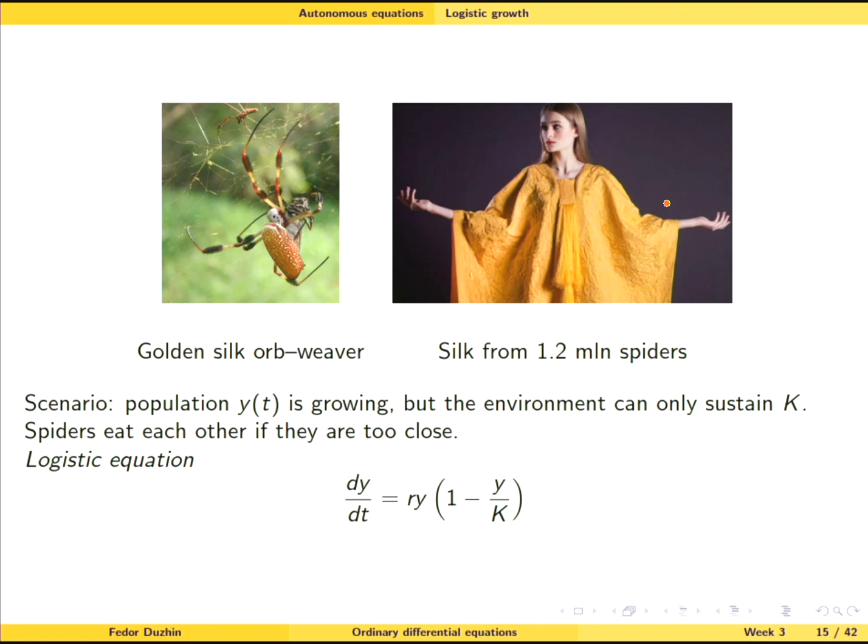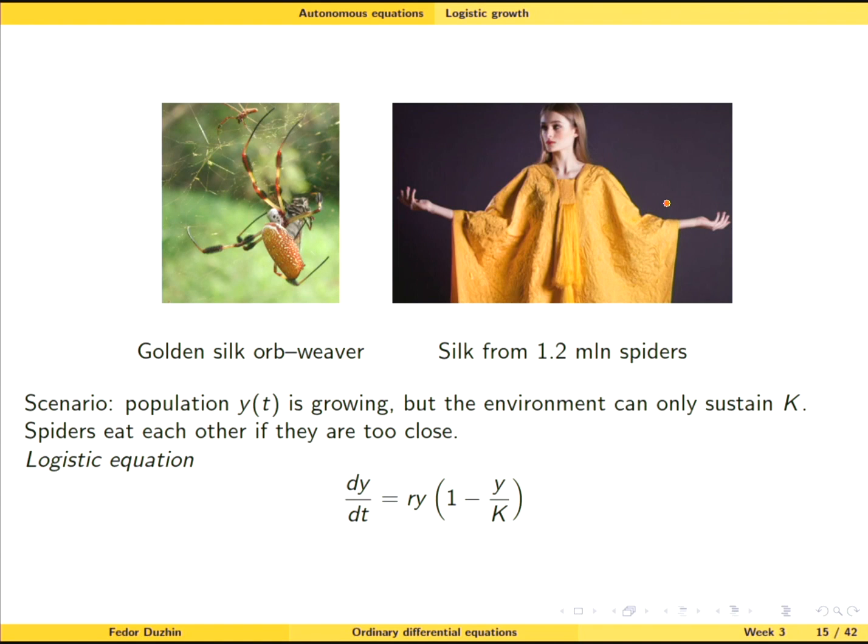If you have a huge farm of spiders, like they have farms of silkworms, then they could make arm vests or all sorts of stuff out of this web. But unfortunately, these attempts to grow golden silk orb weavers commercially failed. And you know why? Because if there are too many of them in one place, the spiders start eating each other.